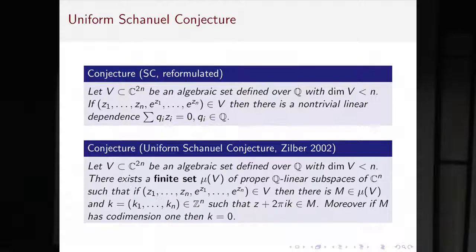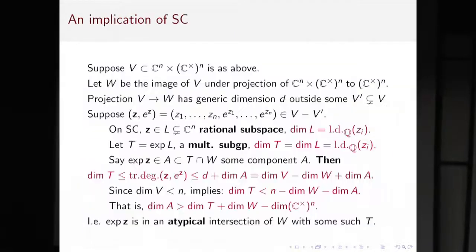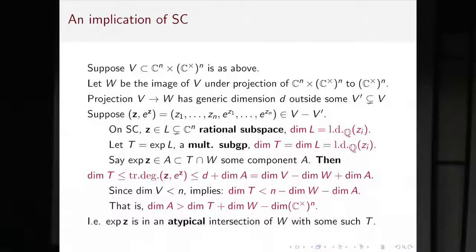So this is a stronger conjecture. Of course it's still open, but Zilber showed that this has an implication just in the world of algebraic geometry. So I want to go through this. I apologize that the slide is a little bit dense. I guess it's a quite simple dimension computation, and I decided it would be best all kept on the one slide.